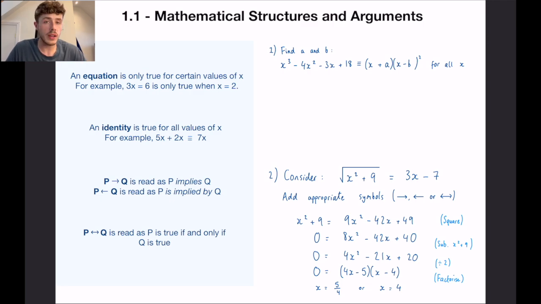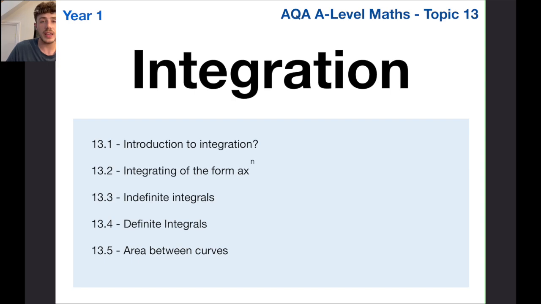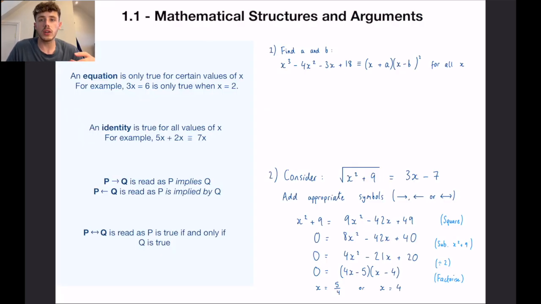The bottom two you may not have seen much before, but P arrow Q is read as P implies Q, and is used when you're doing proper mathematical reasoning, especially at a higher level of maths. Likewise, you can have it the opposite way around, so P arrow from Q is read as P is implied by Q. Obviously, you could flip those around so that Q implies P and they mean the same thing.